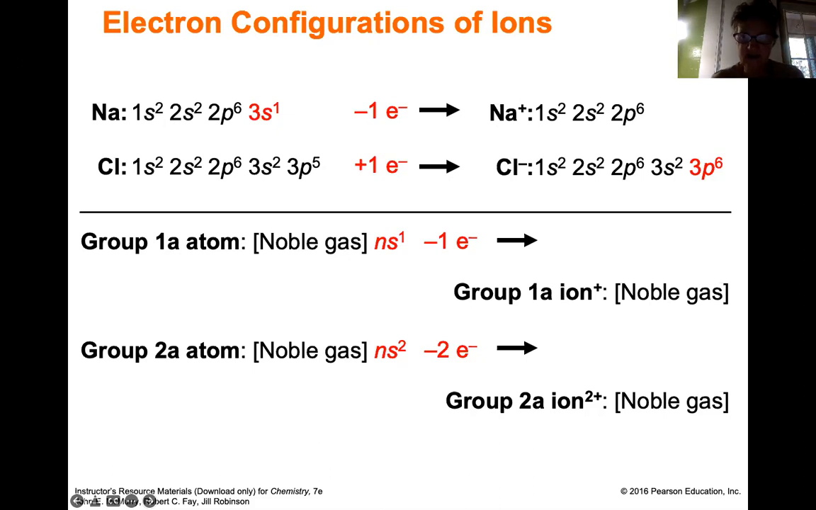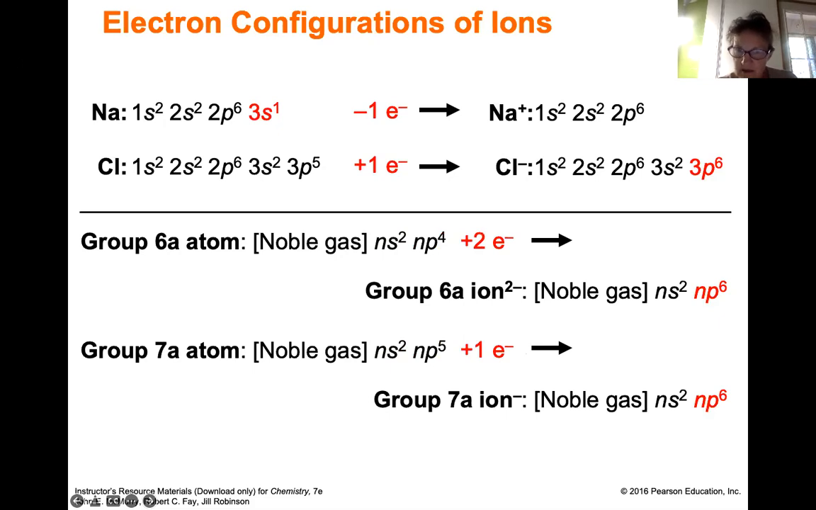You can see the same exact thing happen. So group 1, where sodium is, you take off an electron and you get a noble gas. Group 2, you take off 2 electrons and you get a noble gas. So group 2 elements like to be +2. And that's just showing what we just talked about.